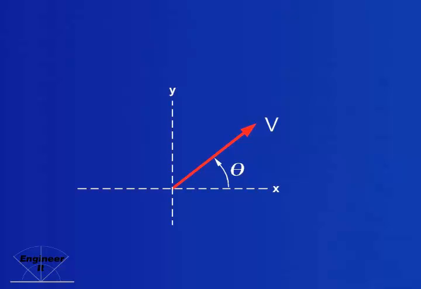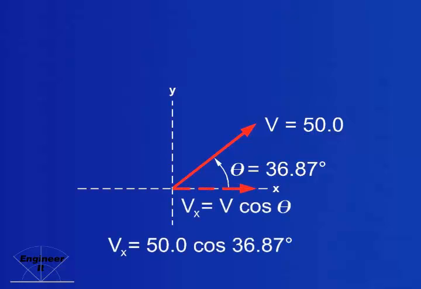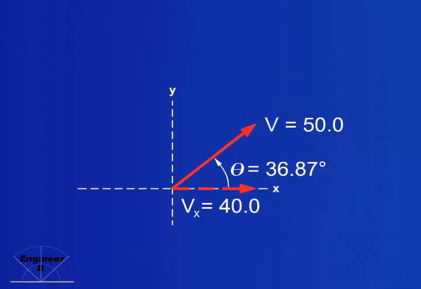In this example, let's set the magnitude of vector v equal to 50 units, and the direction theta equals 36.87 degrees, measured from the x-axis. The x component of our vector v will be equal to 50 units times cosine 36.87 degrees, which is equal to 40 units.